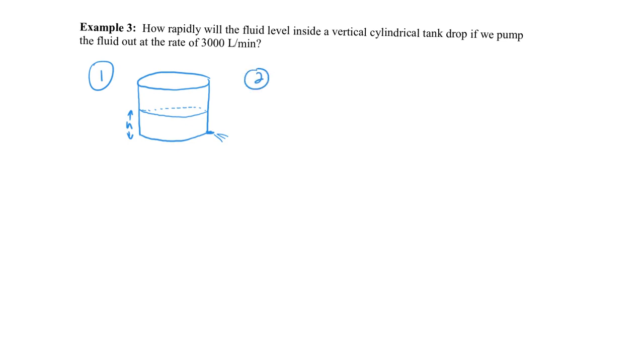Step 2 says, what is the rate we know? Okay, it says that we pump the fluid out at the rate of 3,000 liters per minute. So if you think of the volume of fluid in here, this would be the change in the volume, right? So it would be like dV dt. And because the volume is decreasing, it's going to be a negative, right? So it's going to be negative 3,000 liters per minute.